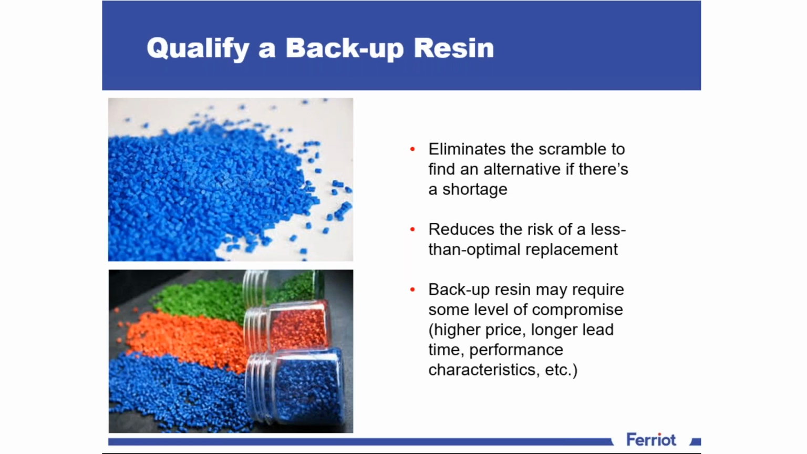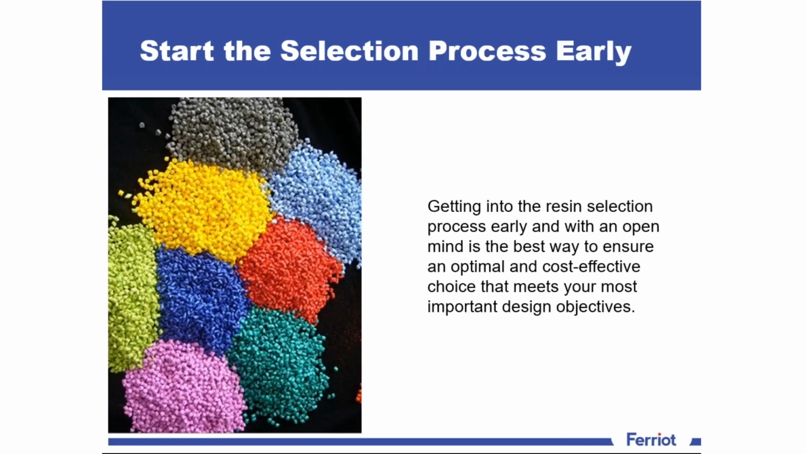Your parts producer should strive to optimize the primary resin for whatever balance of properties are important to you. The alternative or backup resin will also involve some level of compromise: higher price, longer lead time, some compromise on more performance characteristics. Getting into the resin selection process early and with an open mind is the best way to ensure an optimal and cost-effective choice that meets your most important design objectives.